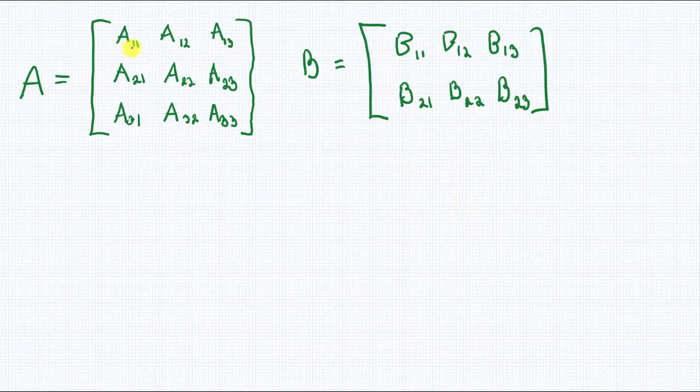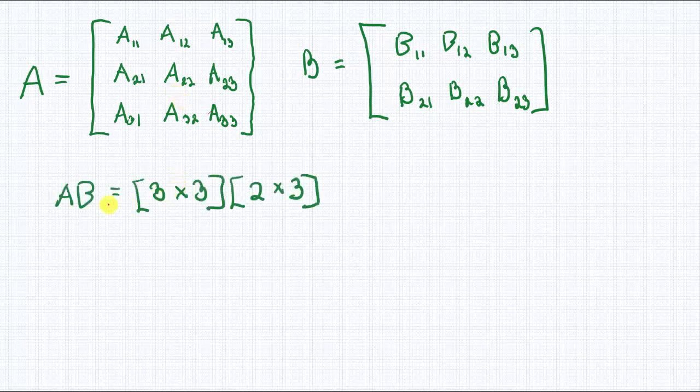Now, what if A was a matrix like this, where we had a 3 by 3 matrix already? So A times B would be a 3 by 3 times a 2 by 3. Well, the interior dimensions here don't match, so we can't do this operation. If we tried to do it in a computer, in a program or something, we'd probably get an error message saying something like the matrix dimensions don't agree.